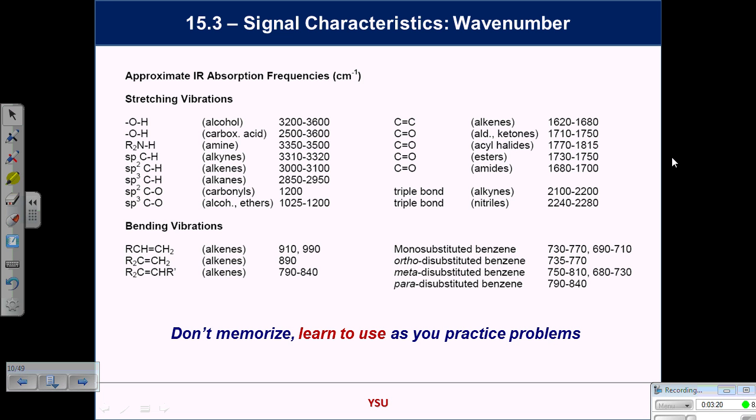All right, so if you're looking now at the bottom of that sheet, you'll see a whole bunch of stretching and bending vibrations and a whole bunch of numbers. So as we work our way through some examples today, we'll see again it's consistent and you can use it reliably.